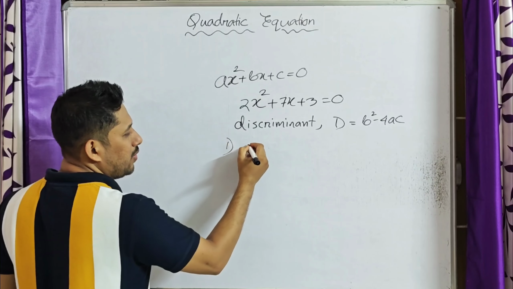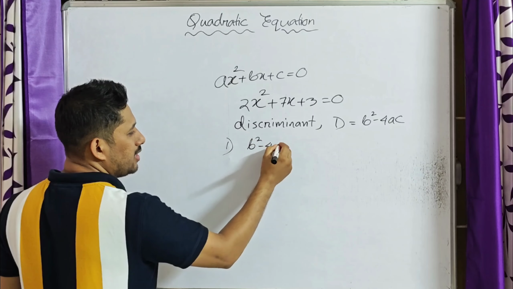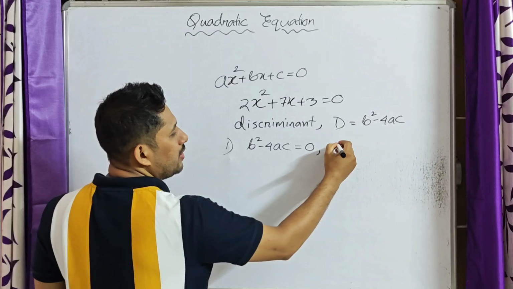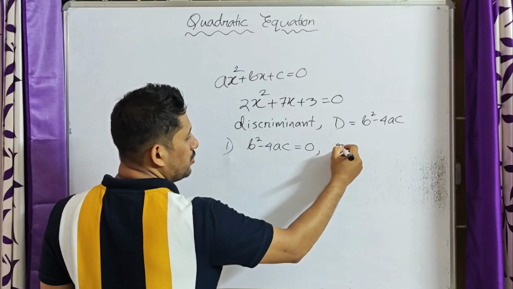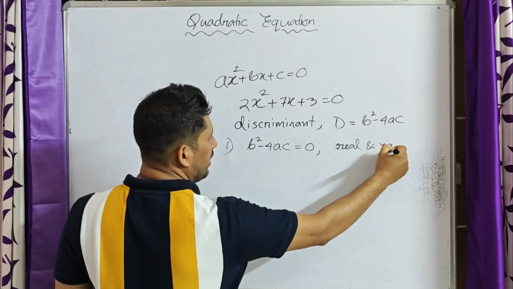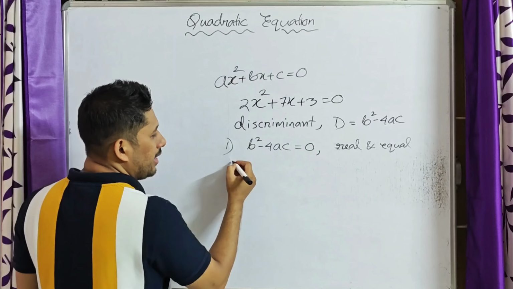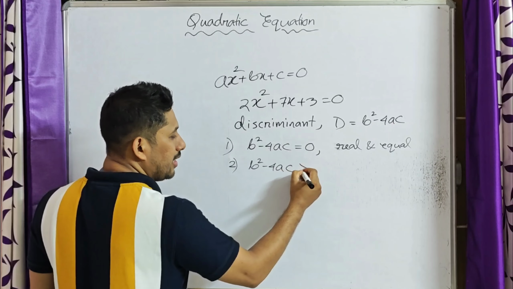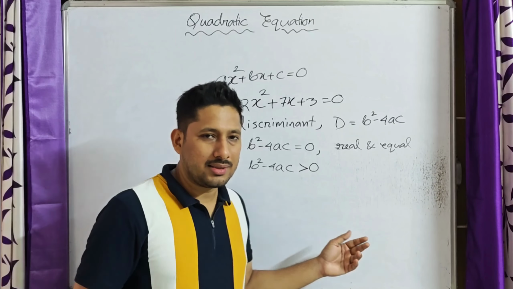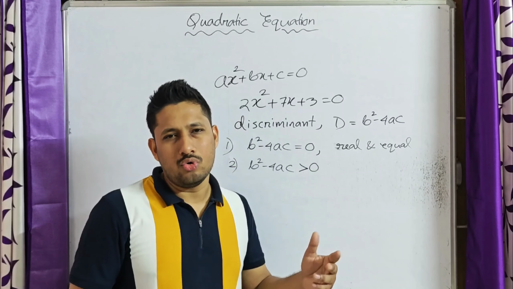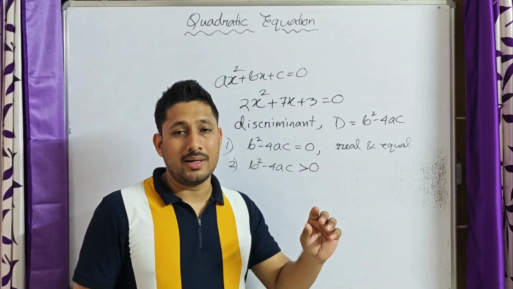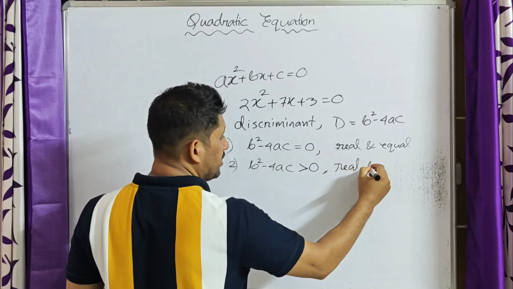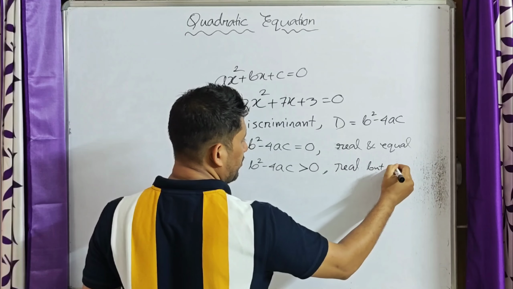Now the condition number 1, if b square minus 4ac, when you find the answer, is equal to 0, then we will find real and equal roots. Real and equal roots. And if the condition is b square minus 4ac greater than 0, that means if you find a positive answer for this, whether 1 or 2 or 10 or 20, whatever number, but this positive number you get, then the roots will be real but unequal roots.